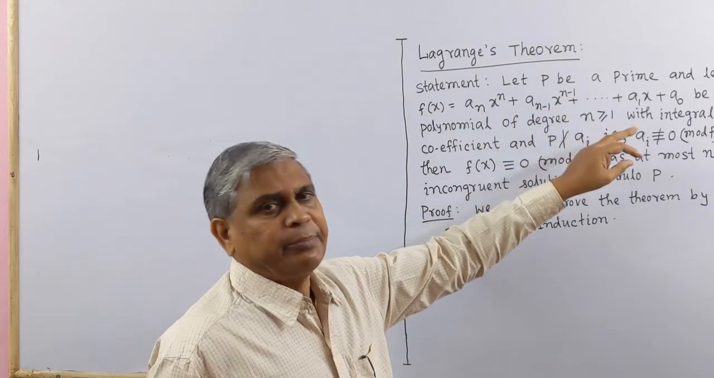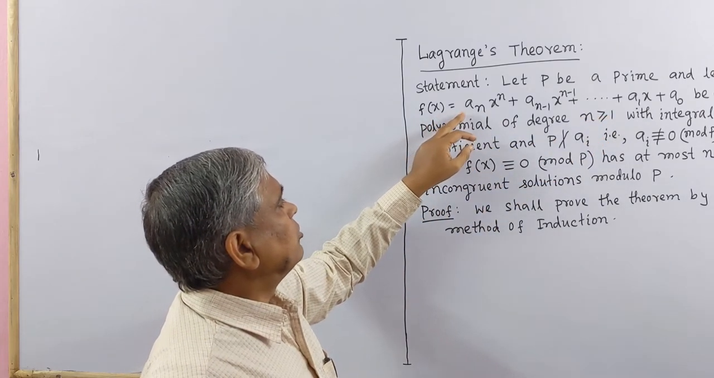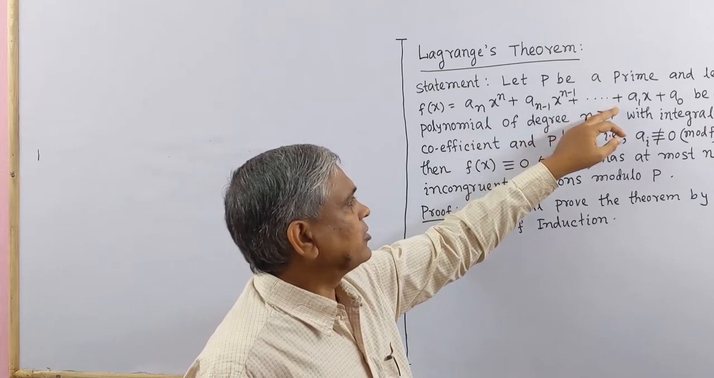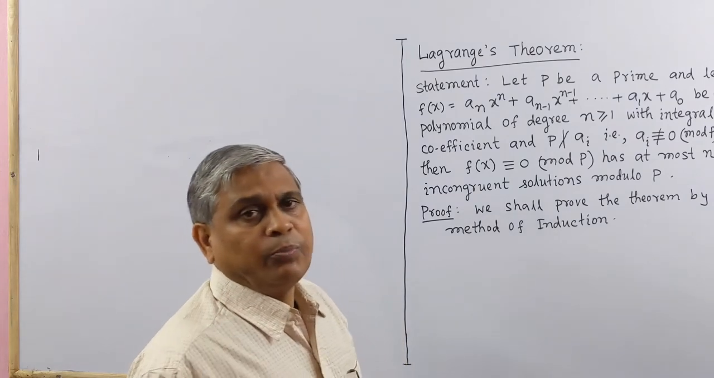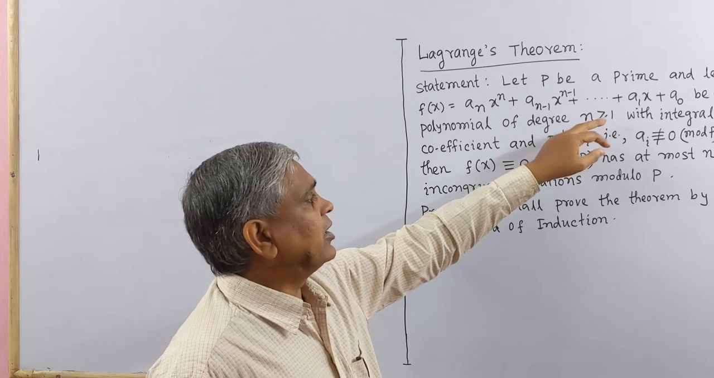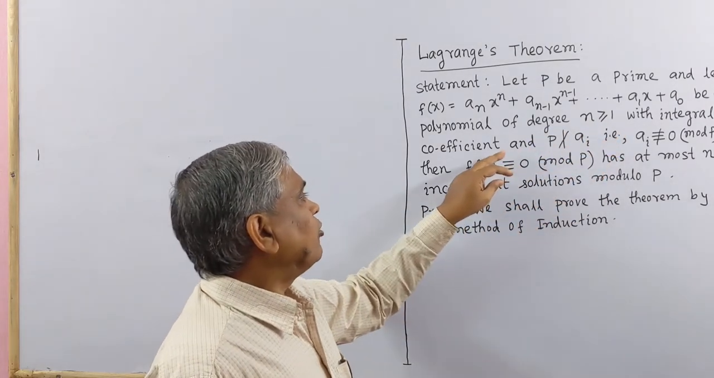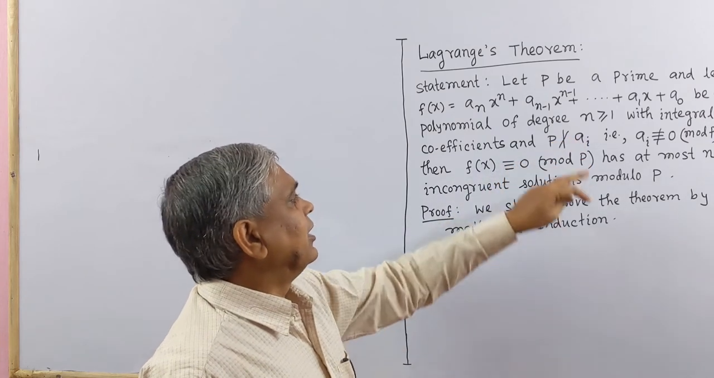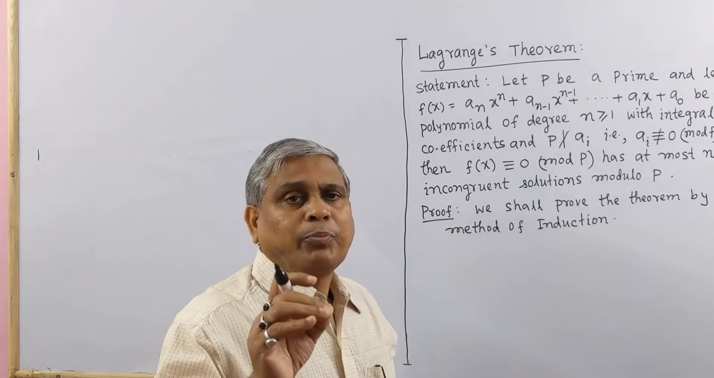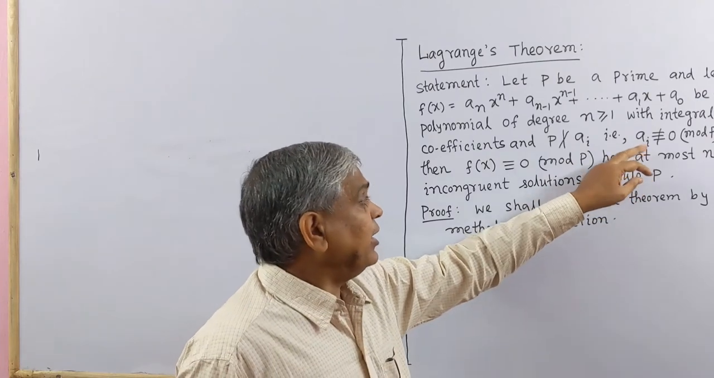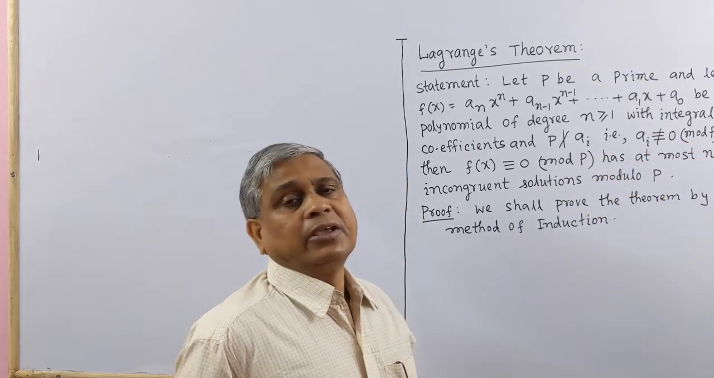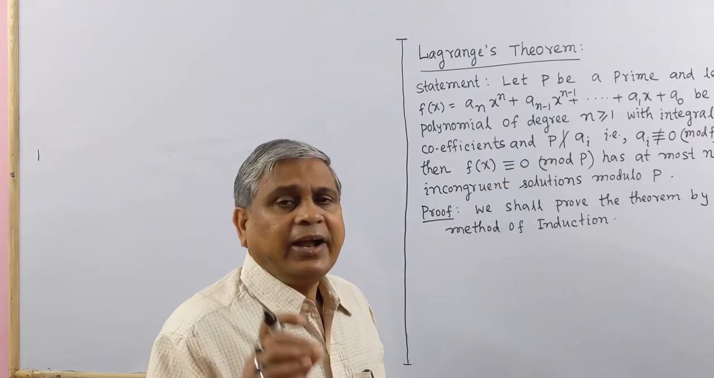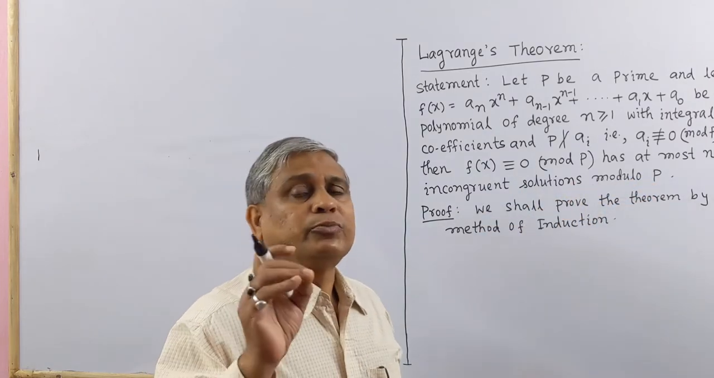Let p be a prime number and let f(x) equal to a_n x to the power n plus a_(n-1) x to the power n minus 1 plus dot dot dot plus a_1 x plus a_0 be a polynomial of degree n, n is greater than or equal to 1, with integral coefficients, and p does not divide a_n, a_n being the leading coefficient of the polynomial. That is, a_n is not congruent to 0 modulo p. Then the congruence f(x) is congruent to 0 modulo p has at most n incongruent solutions modulo p.